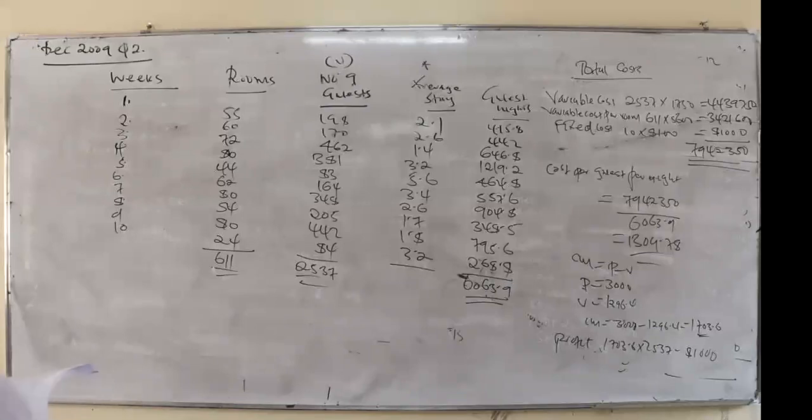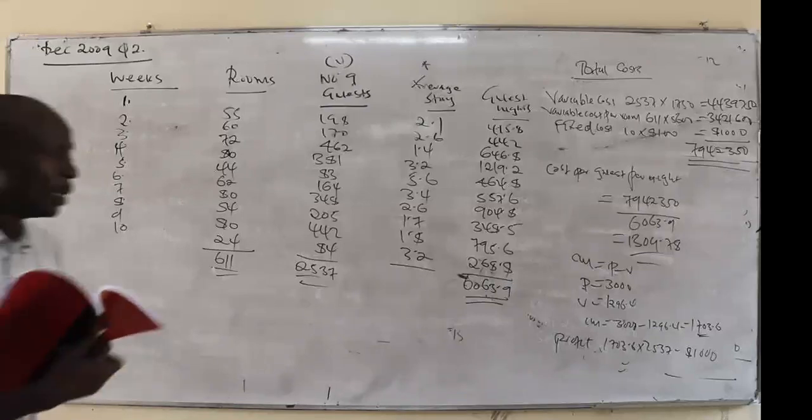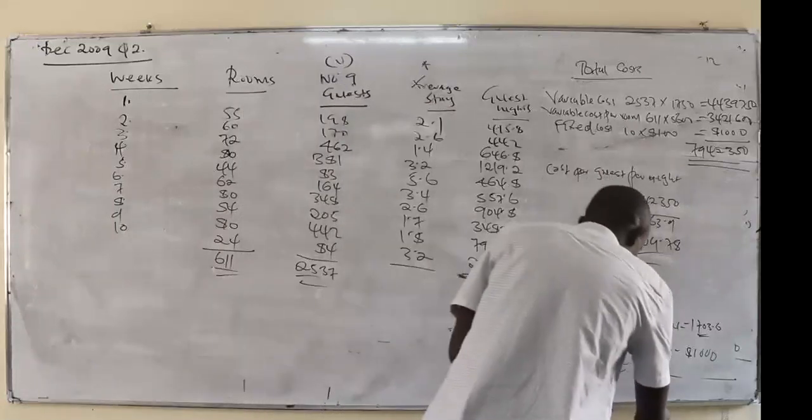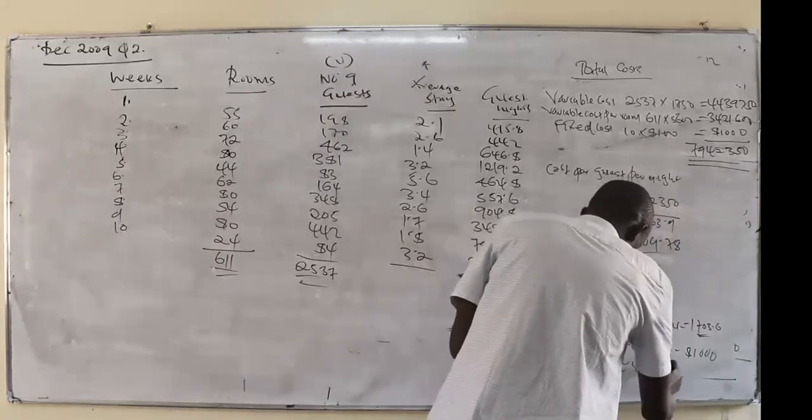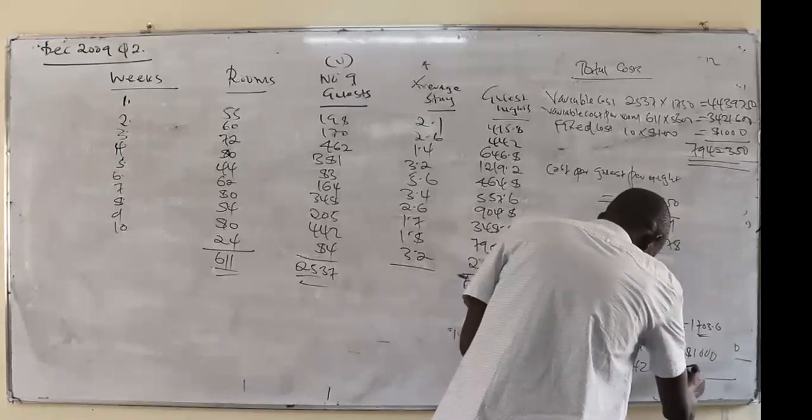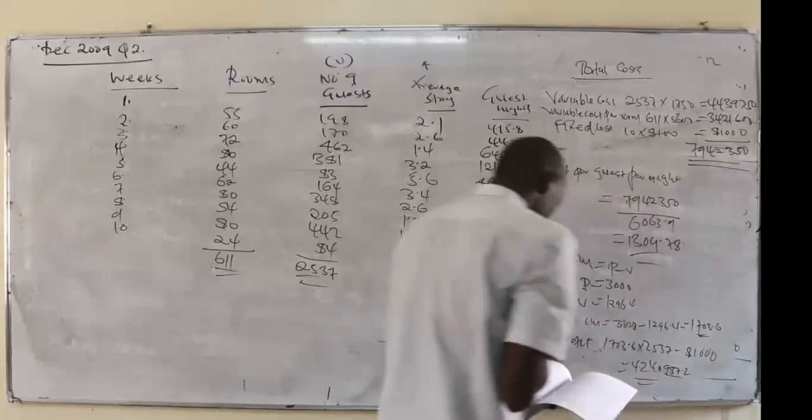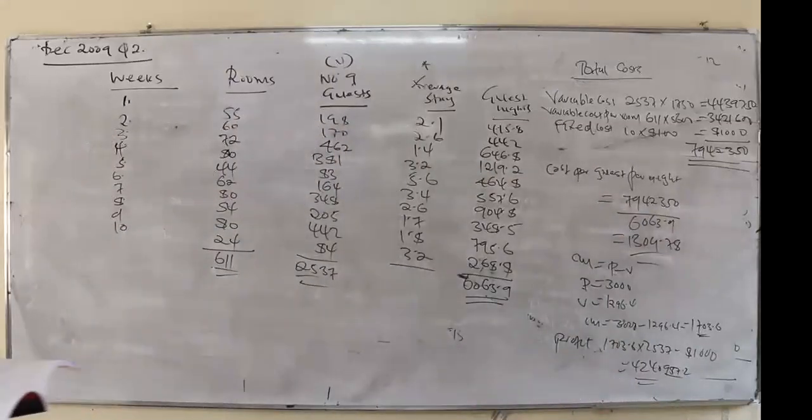How much? 44,42,40,987.2. Are we together? But I think we have not done it correctly. Or alternatively, we can do it another way.